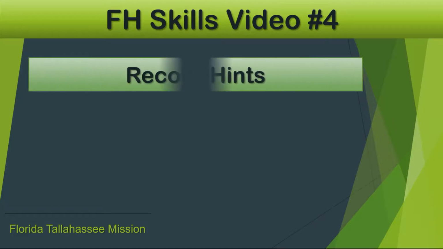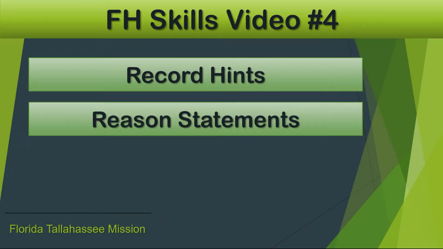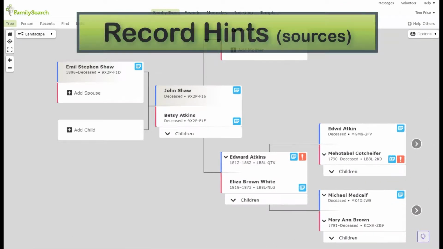After watching this video, we will know the basics of how to attach record hints, which are sources that verify the accuracy and identity of our ancestor, and write a reason statement to let others know why the information we changed or added is correct. Record hints are sources such as birth, marriage, or census records for our ancestors.